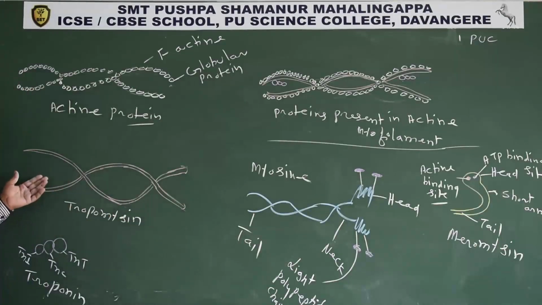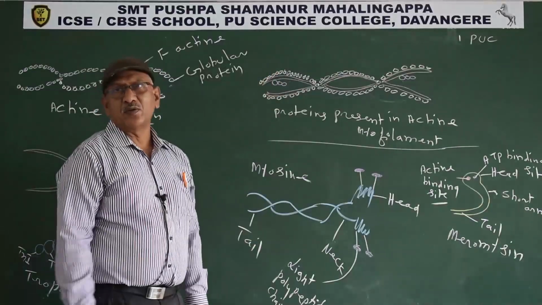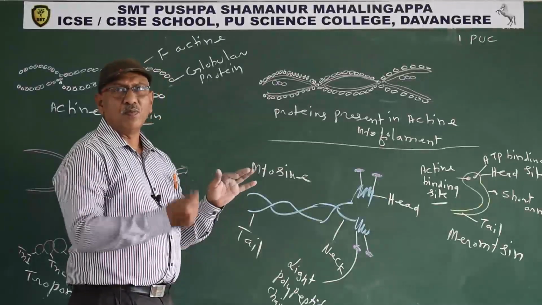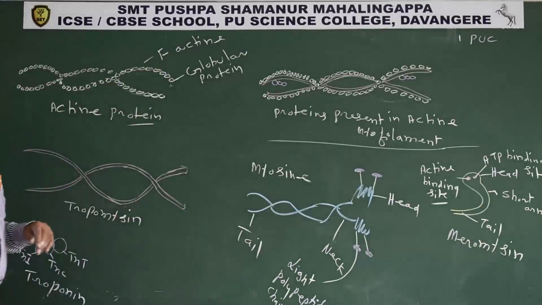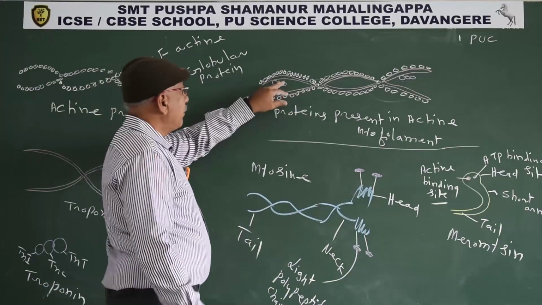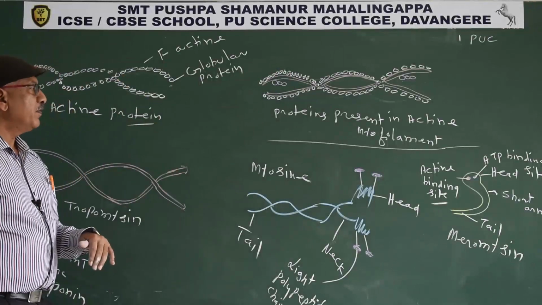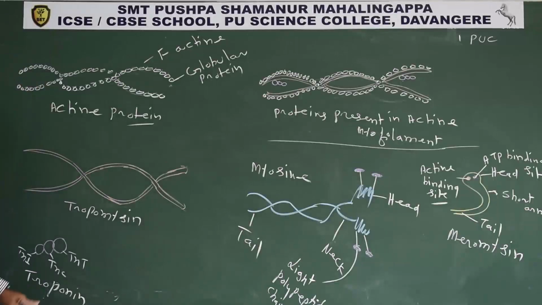That's why tropomyosin and troponin are known as regulatory proteins. In the presence of calcium ions, the troponin-tropomyosin complex moves away from the active sites. Now the active sites are exposed. Whenever the active sites are exposed, the myosin filament attaches to the actin filament. In the absence of calcium ions, the troponin-tropomyosin complex covers the active sites. Now the myosin filament is unable to attach to the actin filament.